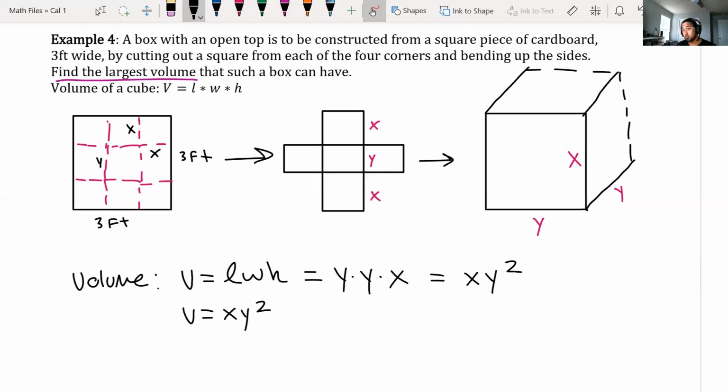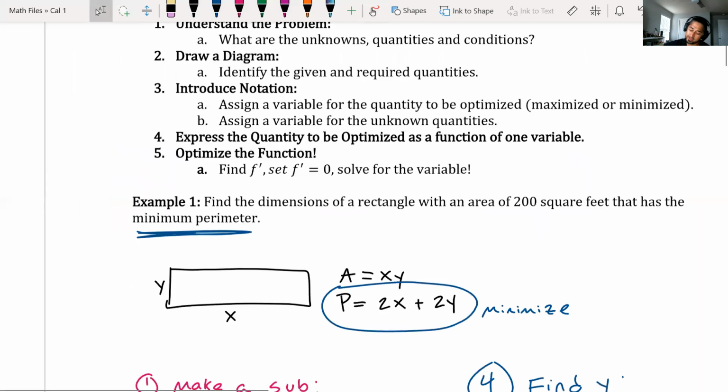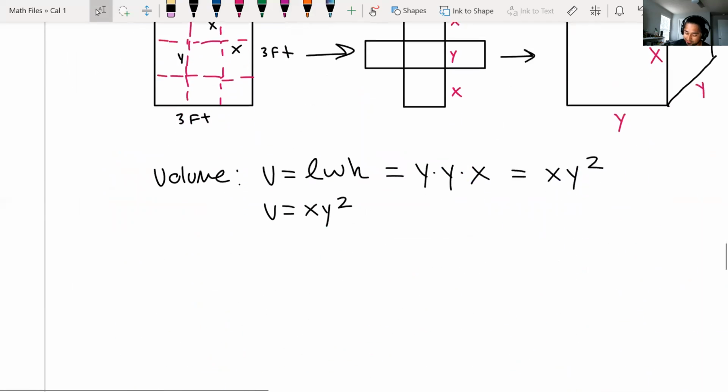So our goal is to maximize volume. But again, we can't take the derivative in this form because of that Y value. So we need to find out how to make a sub for it. Oh boy, what did I do? We're back in the beginning. Start all over. There we go.